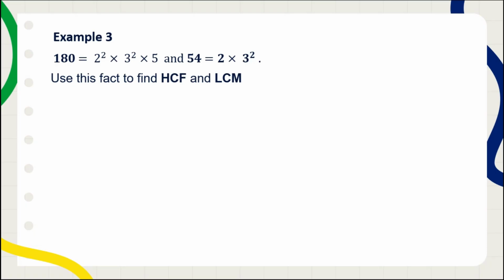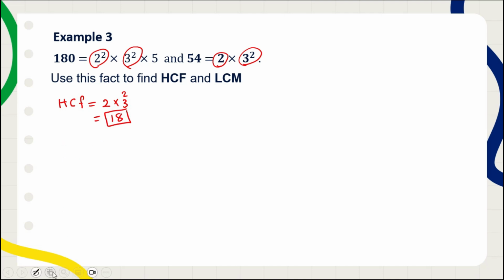Let's begin with HCF. Remember, for HCF, we are looking for the prime factors that appear in both numbers, and we choose the smallest power of each common prime. HCF. The common ones are 2 and 3. We choose the smallest power, 2 to the power of 1, and for 3 to the power of 2, both of them have the same power. We write their product. 2 by 9 is 18. So the highest common factor is 18.